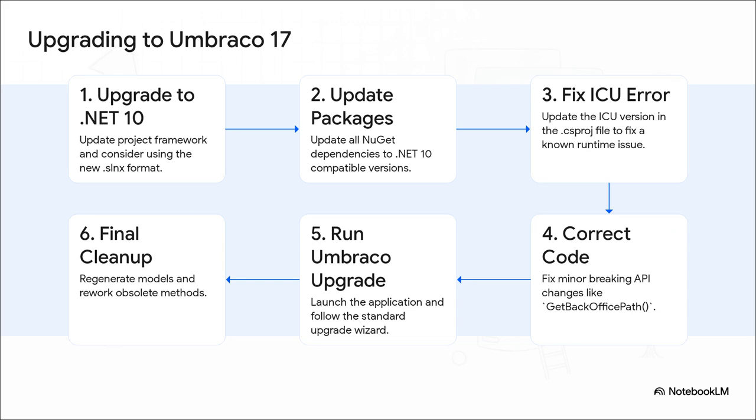You'll probably run into a known ICU runtime error, but don't worry, there's a simple fix for your .csproj or .json file. After you fix a few small breaking code changes, you can run the standard Umbraco upgrade wizard. The very last step is cleanup. Regenerate your models one last time and start tackling any obsolete method warnings.